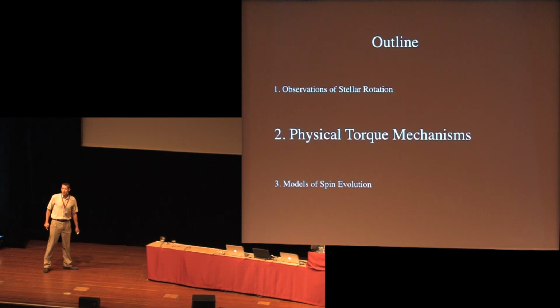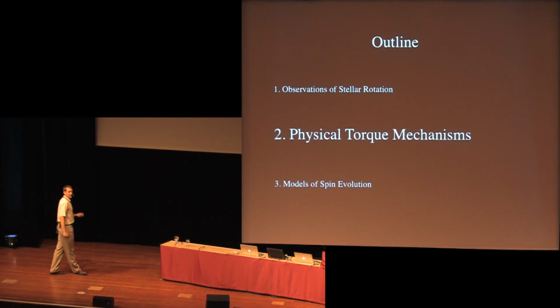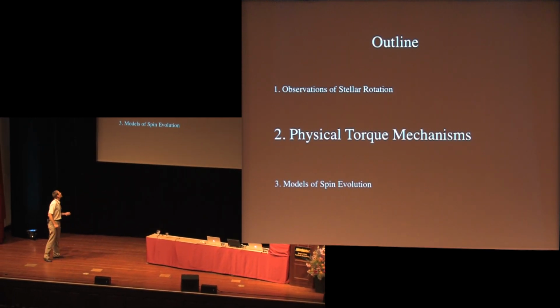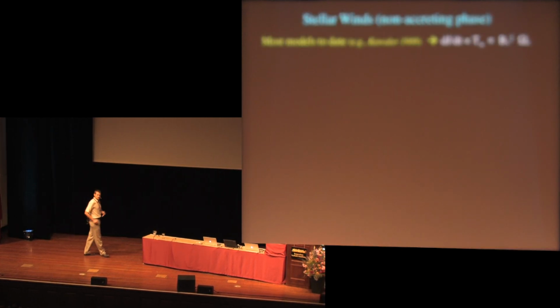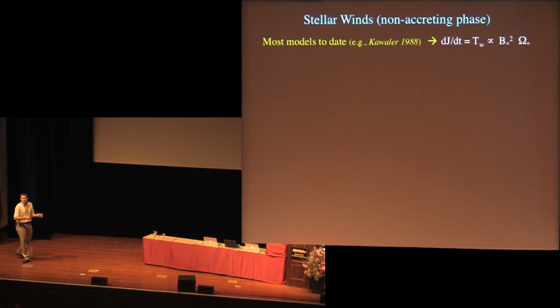So now we have all this phenomenology from the observations. We move on to what are the physical mechanisms that give rise to angular momentum loss or gain in stars. First, I'm going to start with non-accreting stars. So you could think main sequence stars, but it could be non-accreting pre-main sequence stars. So I'm kind of starting backwards, at the end of their lives and going backwards, because this is a simpler phase.